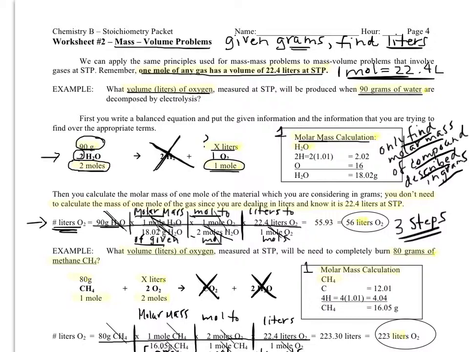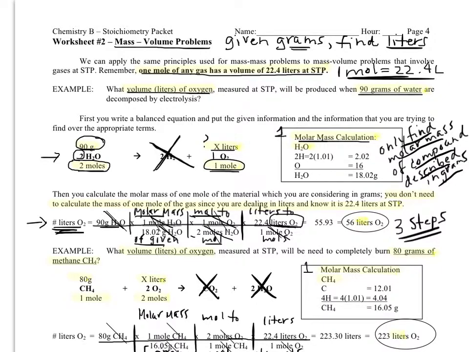I put the 1 mole of oxygen on the bottom of the third step because it's on the top of the second step. I put the 22.4 liters of oxygen on the top, which leaves me in units of liters of oxygen, which is good because that's what I'm trying to solve for.